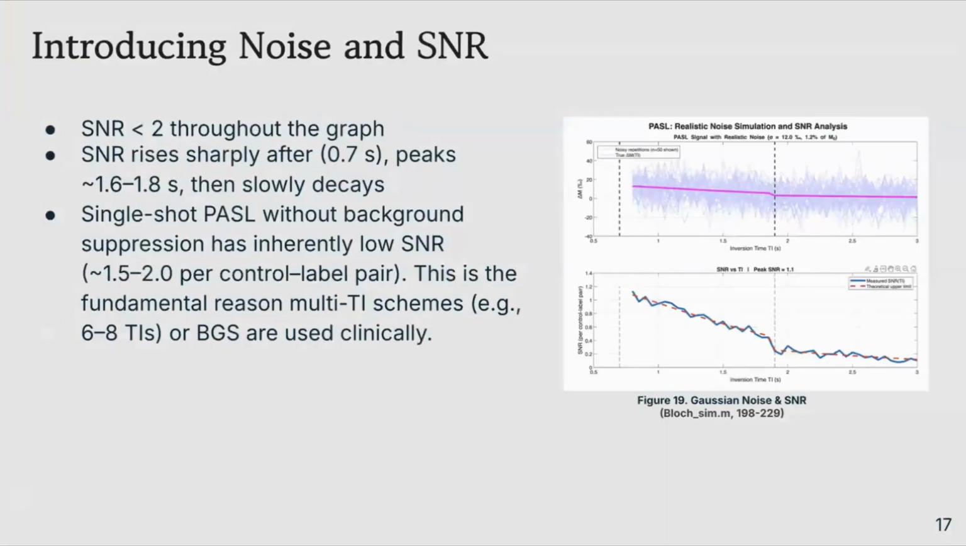We then add noise and SNR. So for Gaussian noise, the SNR is less than 2 throughout the graph, which is consistent with what we have for PASL. The SNR is relatively low. It rises sharply after 0.7 seconds and peaks around 1.6 to 1.8 seconds, then slowly decays as it enters the imaging slab. The single shot PASL without background suppression has inherently low SNR, which is the fundamental reason why multi-TI schemes or background suppression are used clinically.